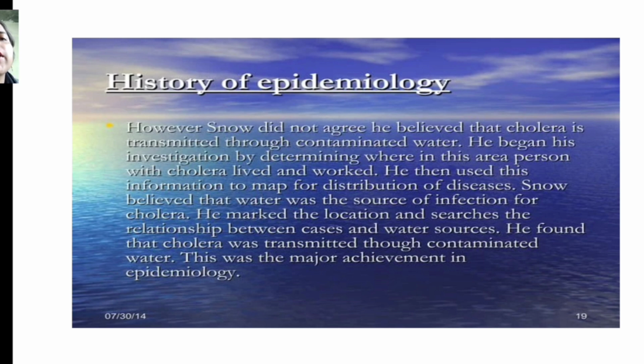He began his investigation by determining where in this area persons with cholera lived and worked. He then used this information to map the distribution of the disease. Snow believed that water was the source of infection for cholera. He marked the locations and searched for the relationship between cases and water sources. He found that cholera was transmitted through contaminated water. This was a major achievement in epidemiology.